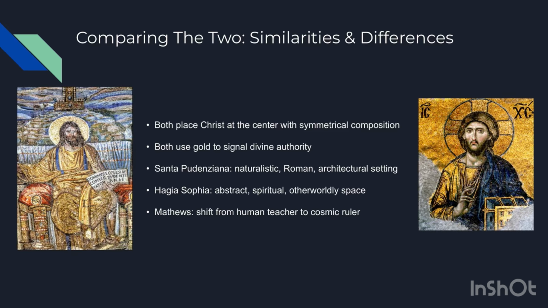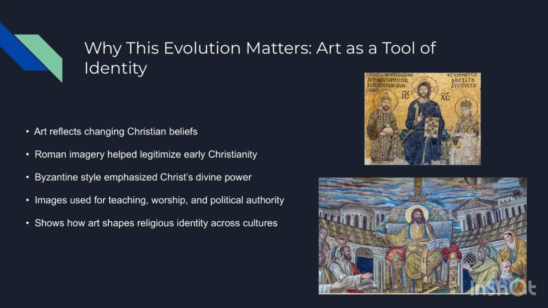As Matthews argues, this evolution reflects a broader theological shift from Christ as a human teacher to Christ as a cosmic ruler. The art mirrors the changing world around it, from the political structure of Rome to the spiritual empire of Byzantium. Why this evolution matters.